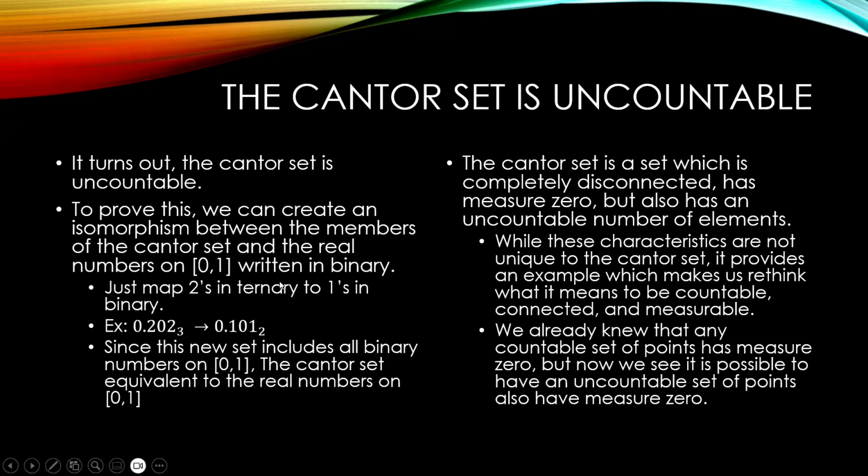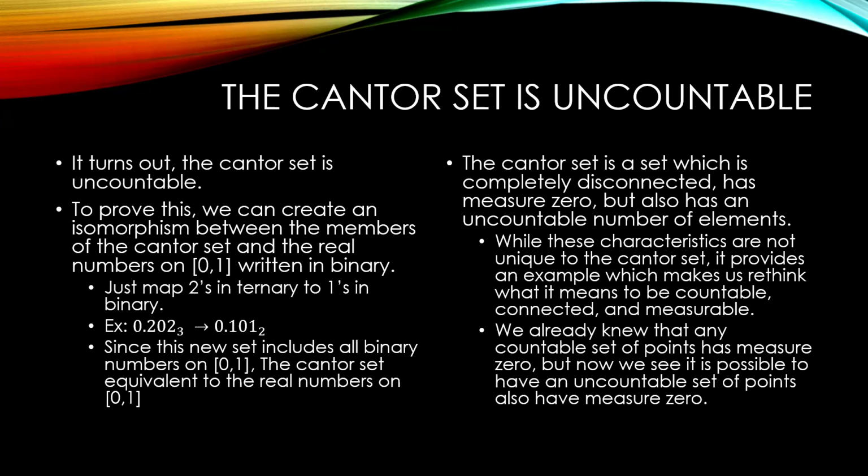And so if we think of all of the numbers in ternary, we can map them to the values in binary. And so just map all of the 2's from ternary into 1's in binary. And so, for example, if you think of 0.202 base 3, well, we can map that to 0.101 base 2. Well, if we are including all of the possible rational and irrational versions of things in binary, which have zeros and ones, that is every single number between 0 and 1. And so the Cantor set ends up being uncountable. It has the same number of numbers as the real numbers.